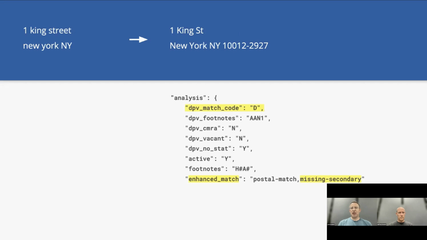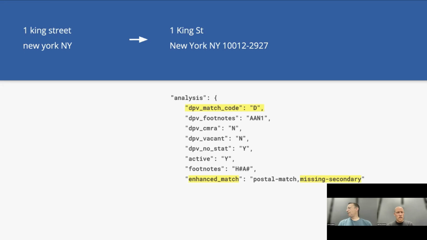Here's the DPV match code of D. Notice this is the same address that we looked at a second ago, but I've just removed the apartment number. So I'm just submitting 1 King Street without an apartment number. And the DPV match code is D, which means missing an apartment number. Again, based on the DPV match code, we know what we need to know. The base address is good, but it's missing an apartment number. The enhanced match field only confirms it's a postal match, meaning USPS match, and it's missing a secondary apartment number.